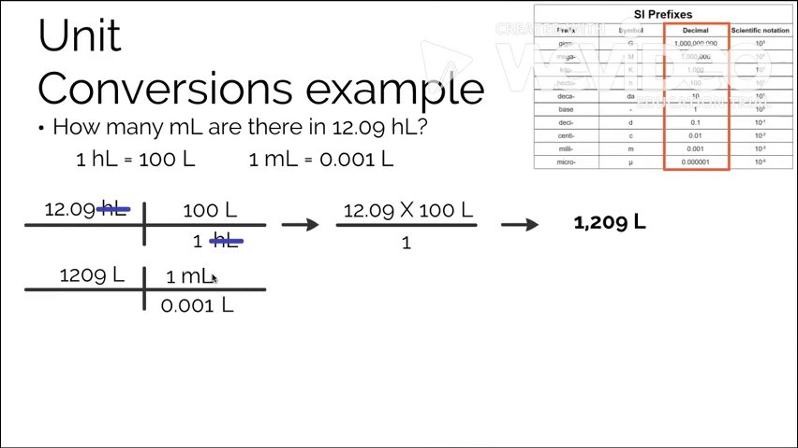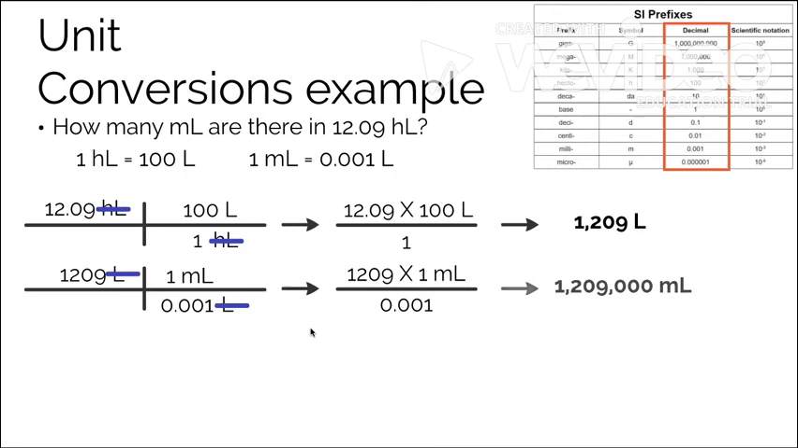All right, again, look for your matching units. Liters and liters will cancel out, and we're left over with just the milliliters unit. If you copy this over and you set up your math operation, we get 1,209 times 1 milliliter divided by 0.001. Go ahead and put this into your calculator, and the result that you should get out of this is 1,209,000 milliliters. So this will be your final answer of how many milliliters there are in 12.09 hectoliters.